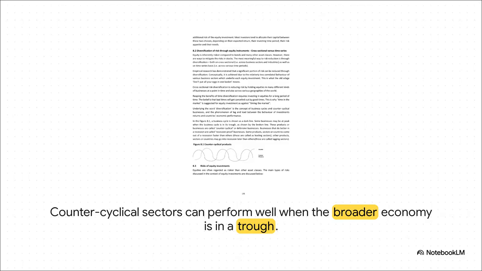And take a look at this chart. It shows you exactly how that can work. The solid line represents the overall economy, doing its usual up and down dance. But that dotted line, that's a counter-cyclical business. Think about things people have to buy no matter what, like basic groceries or medicine. You can see that these businesses can actually hold up pretty well, or even thrive, when the rest of the economy is in a slump. Owning a mix of both helps smooth out the ride.